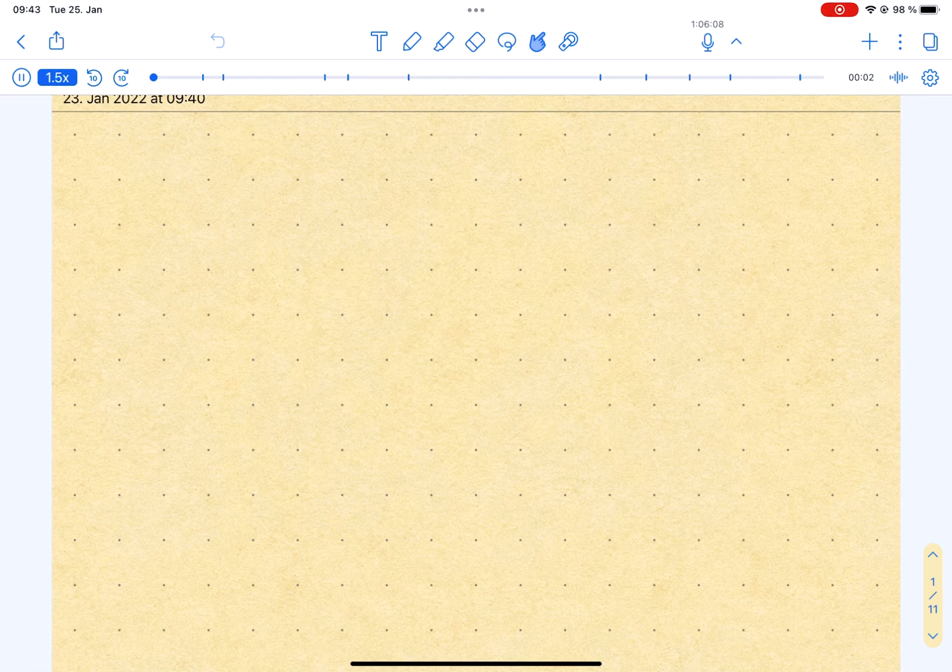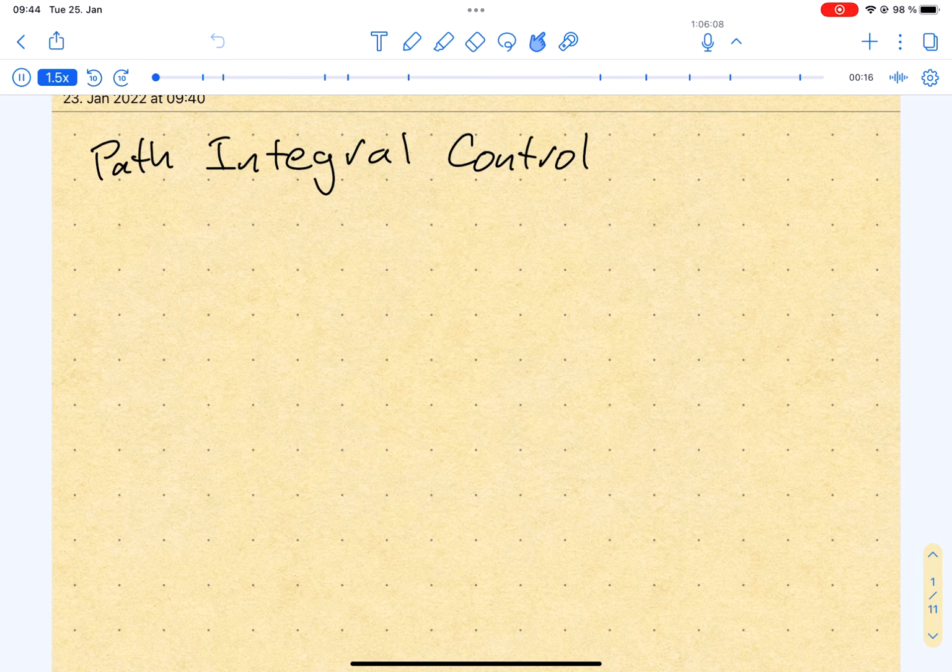Is the day you've been waiting for, path integral control. So first I want to talk a bit about the motivation and why we can't just solve the HJB equation in most cases, and what we gain by moving to the path integral formalism.